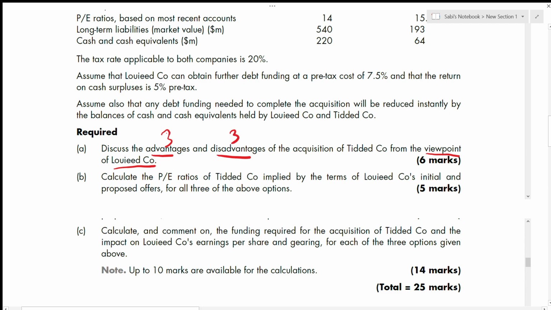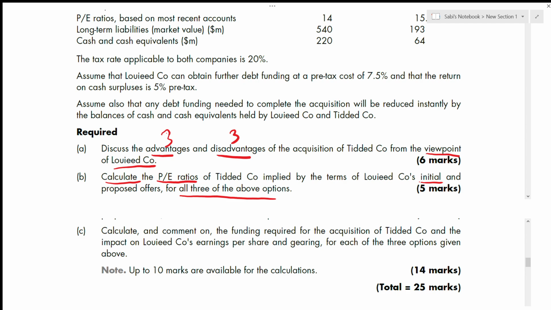Now B. Calculate the PE ratios of Tiered company implied by the terms of Louieed company's initial and proposed offers for all of the three of the above options. That means before there was an initial offer. After that, there have been 3 proposed offers. We need to calculate the PE ratios under each of the terms, for initial and for all 3 of the above options, which is for 5 marks. We'll see how the marks have been allocated in the mark scheme.